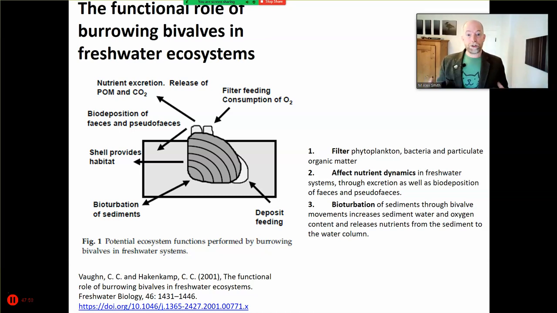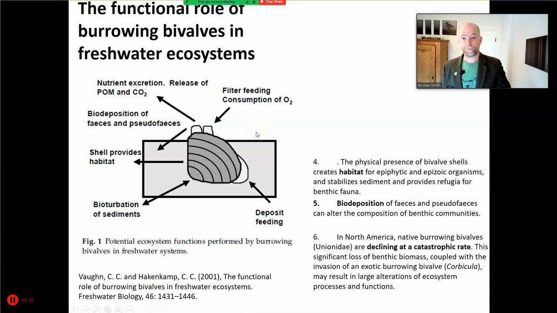So when there's bioturbation of sediments, the bivalves can increase sediment water and oxygen content, and then release nutrients from the sediment into the water column. They can free things up. They can also act as repositories of those sediments. So a lot of the toxic chemicals that might exist within Lake Erie, the highly efficient zebra mussel filtration system has actually capped and contained within a bed of zebra mussels, which hasn't removed it from the system, but it's essentially stratified it and made a layer on the deep water and on the substrate.